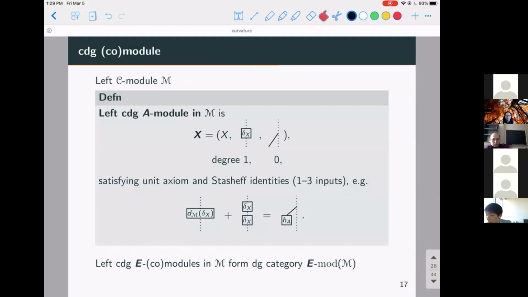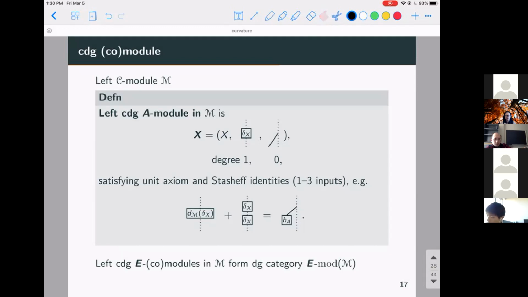So there's a similar definition of a Cdg module or co-module. A left Cdg module over some Cdg algebra A in a module category M is such a triple. It's an object X in M together with a degree 1 endomorphism delta, and then another morphism of degree 0 encoding the action. And this satisfies the Stasheff identities. So again, for example, the associativity comes also from the Stasheff identities. It's just the Stasheff identity with 3 inputs.